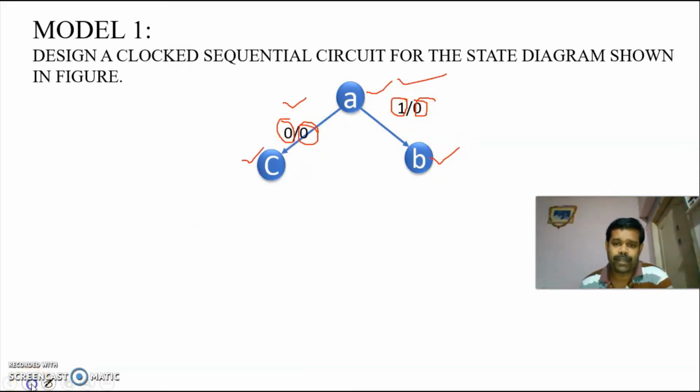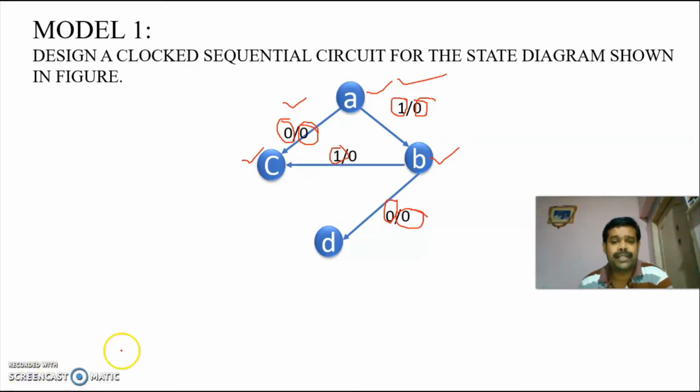Next, we come to state B. When you give the input as 0, it goes to D, and the output is 0. You are in B. When you give the input 1, it goes to C, and the output is 0.